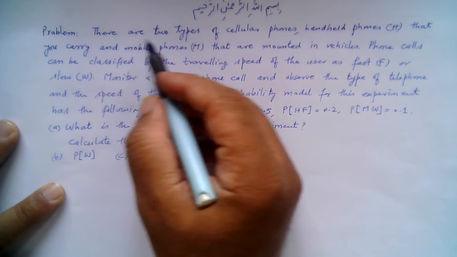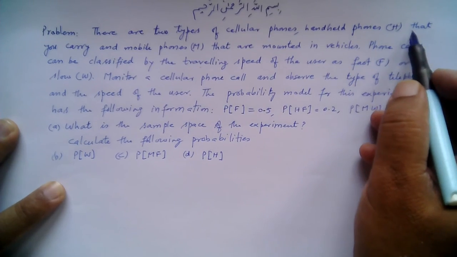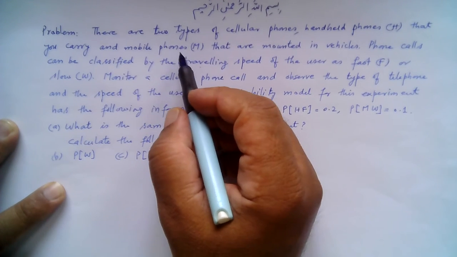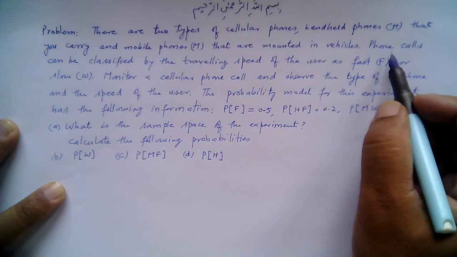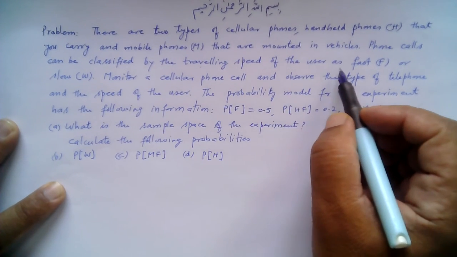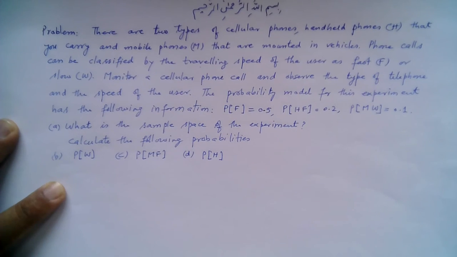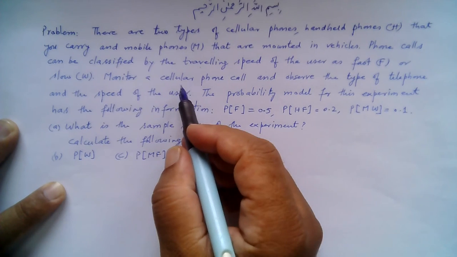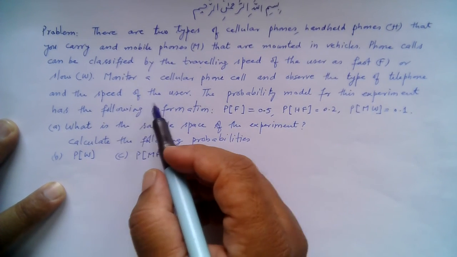So there are two types of cellular phones: handheld, represented by H, that you carry, and mobile phones, represented by M, that are mounted in vehicles. Phone calls can be classified by the traveling speed of the user as fast, F, or slow, W. So monitor a cellular phone call and observe the type of telephone and the speed of the user.